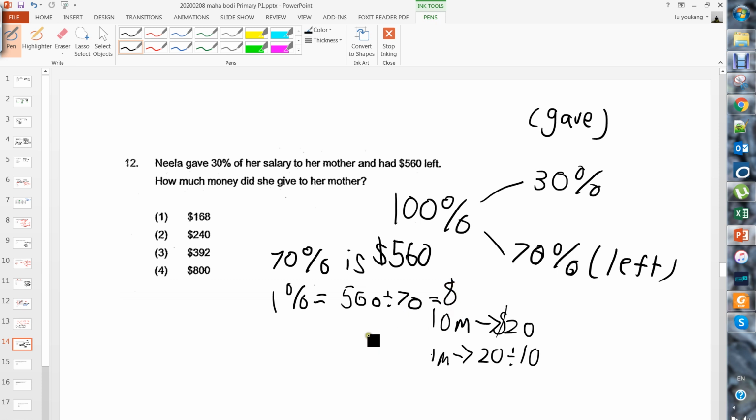So 1% is 8. Okay, so now it says how much money did she give her mother? She gave 30%. So 1% is 8, 30% is 30 times 8. Write down the operation first. 30 times 8. 3 times 8 is 24, so the answer is 240. Good. Next.